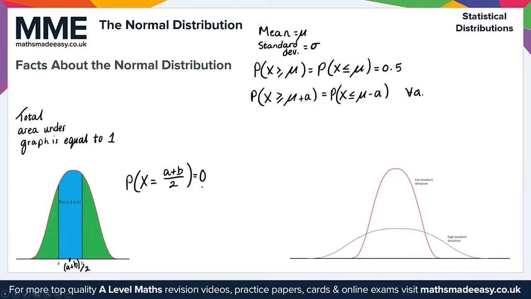As a normal distribution is a continuous distribution, the probability of x being equal to an exact value will always be equal to 0, and that's true for all continuous distributions. And that gives us everything that we want to state for the normal distribution.